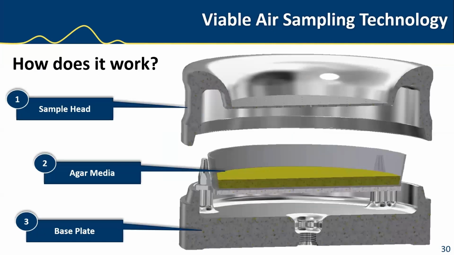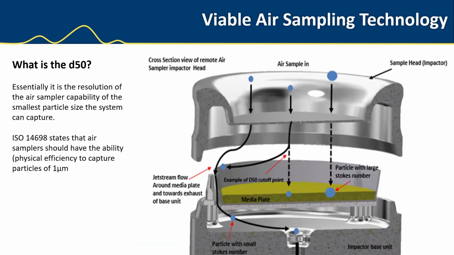Looking at the viable air sampling technology, I do think it's important to understand how it works, so you do select the right model for your application. Typically, these have a sample head. You're going to put your agar media inside, and there is a base plate. And we're going to talk a little bit more about the technology. So it's important, the distance between your sample head and the media. There's a factor called the D50, which I'll get into. The D50 essentially is the resolution of the air sampler. It's the capability of collecting the smallest size.